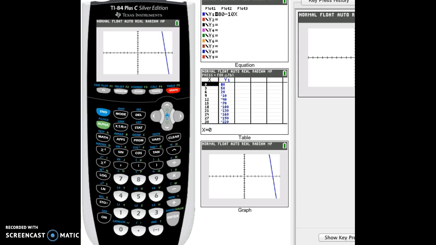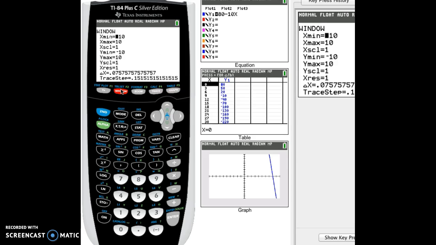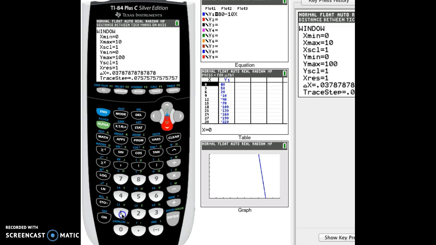Okay, so in my window, I'm hitting window, and we said that the x min was 0. And then you can arrow down. The x max, we want it to be 10, which is already there. And the x scale, we said count by 1. So great. The y min, we suggested 0. The y max suggested 100. And the y scale, we're going to count by tens.